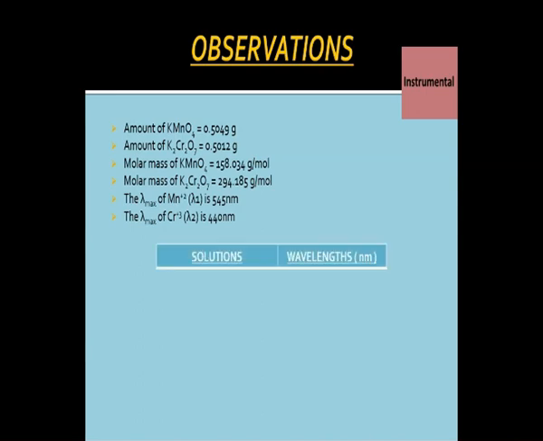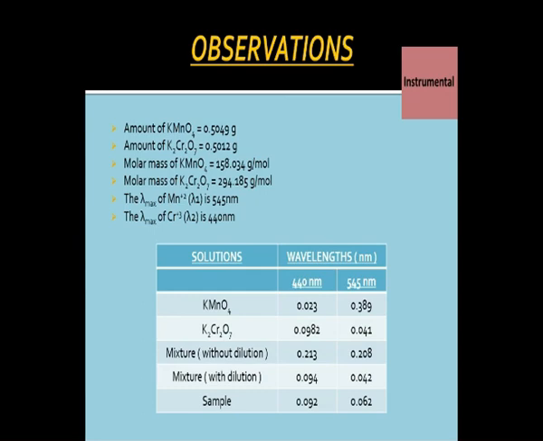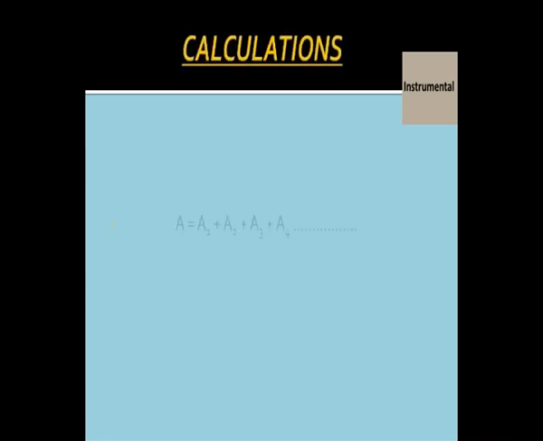As you can see, the observation table drawn here shows the absorbance values recorded at both wavelengths, 440 nanometer and 545 nanometer, of these solutions. Since we know that absorbance is an additive quantity, which means the individual absorbances of the species add up to the total absorbance, A_T is equal to A1 plus A2 plus A3 and so on.